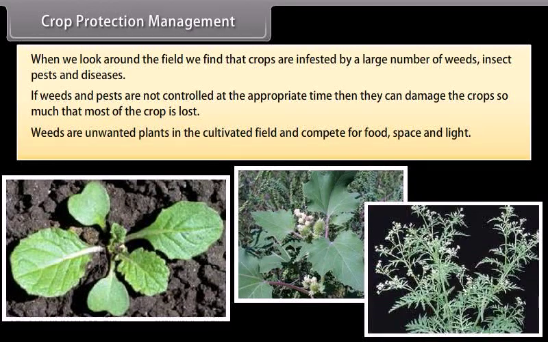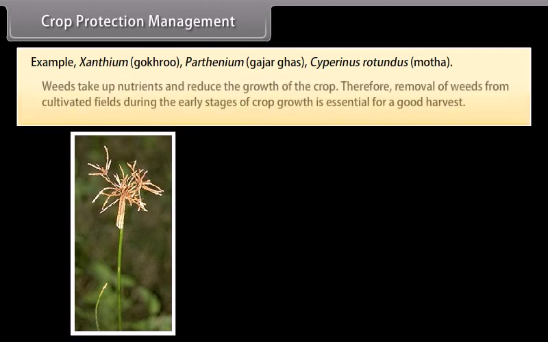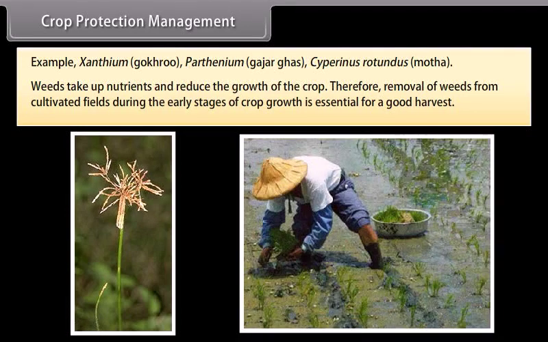Weeds are unwanted plants in the cultivated field and compete for food, space, and light. Example, xanthium (gokru), parthenium (gajar ghas), cyperus rotundus (motha). Weeds take up nutrients and reduce the growth of the crop. Therefore, removal of weeds from cultivated fields during the early stages of crop growth is essential for a good harvest.